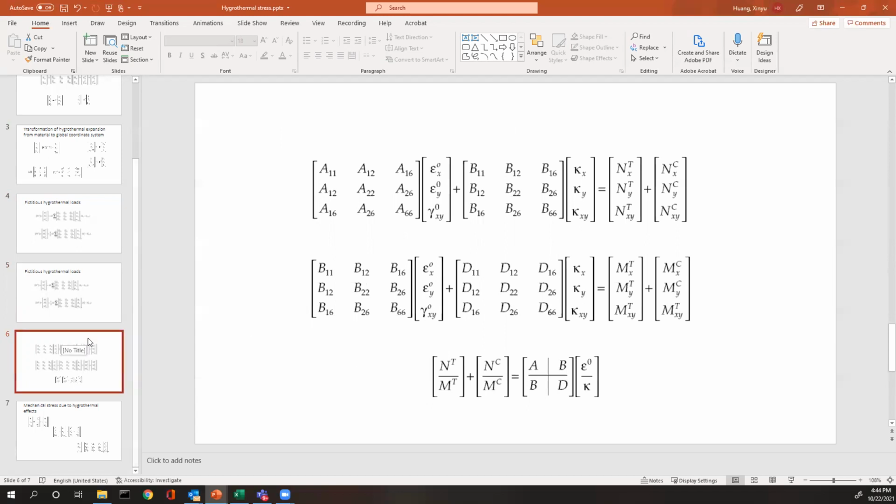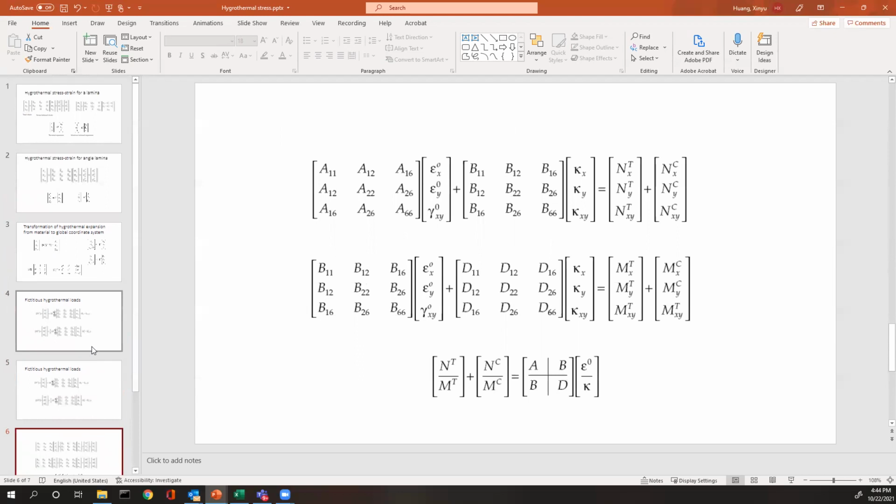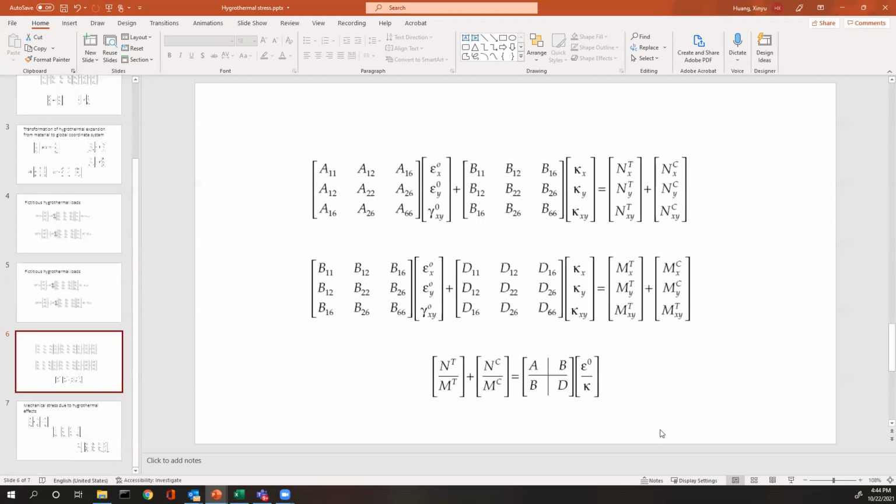So back to this equation, you basically calculate the mid-plane strain and curvature using the hygrothermal loads. The hygrothermal loads are not a true load; they're fictitious load. They're basically representing there's a temperature rise, there's moisture change, right?